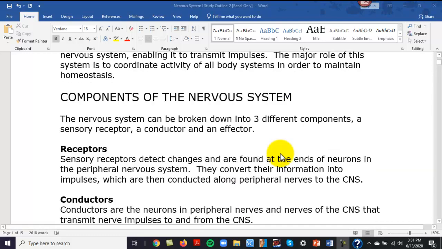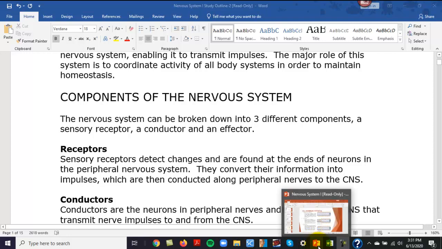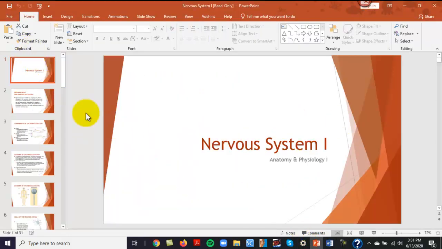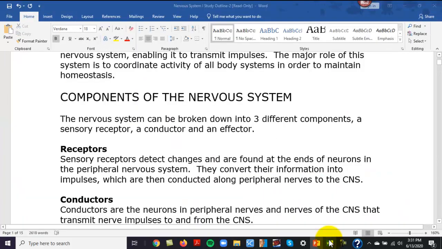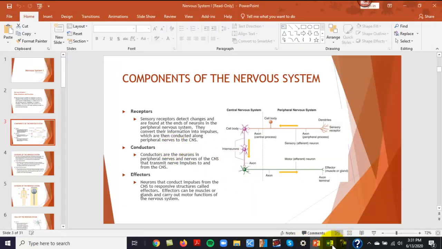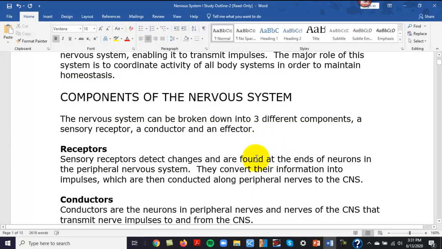Now, to start off first, and this is your outline. Now, remember, you always have a PowerPoint that goes along with this. I apologize for the small writing. But there is a lot of information in the PowerPoint as well as these outlines. I try to give you as much as I can.